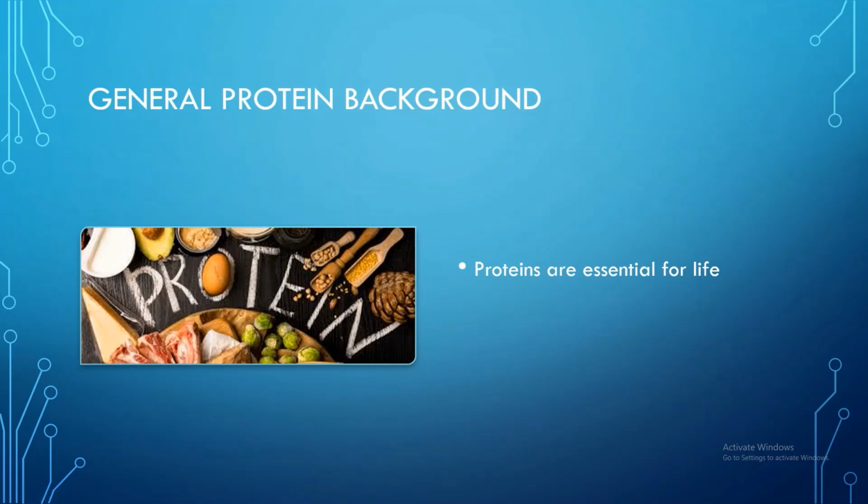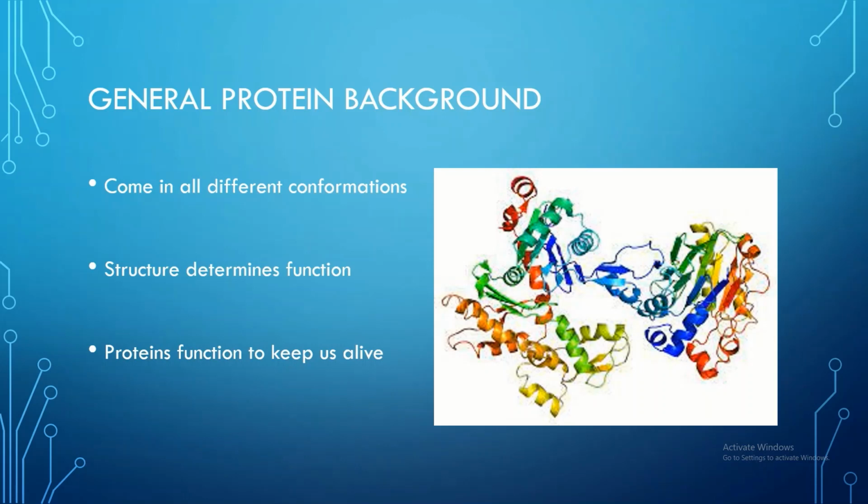When we think about proteins, we think about food and how we need to eat protein to live. Proteins are essential for life, but that's not the kind of protein that we're talking about. Proteins come in all different conformations. To the right, we see the most abundant protein in the human body. The structure of this protein determines its function, and proteins function to keep us alive.